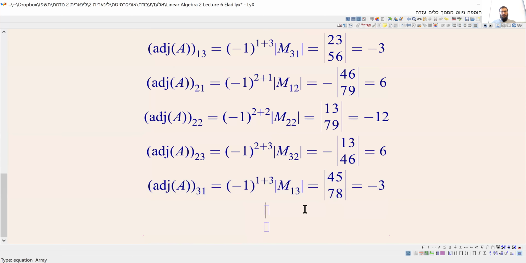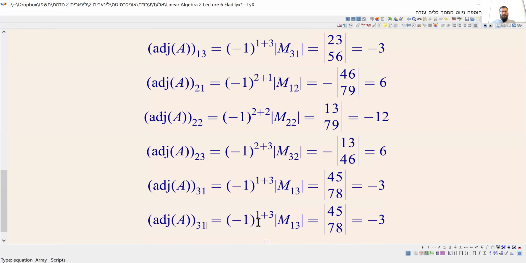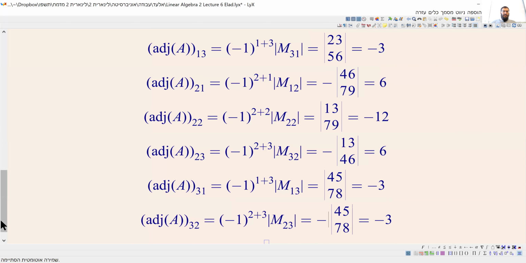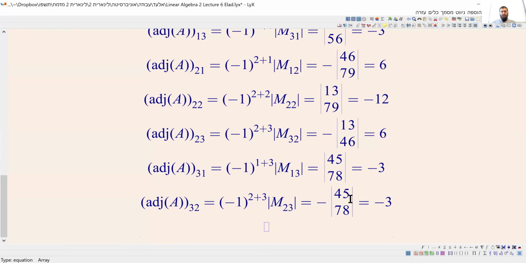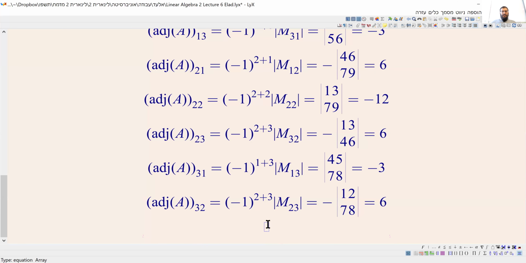Moving on to the 3, 2 element of the adjugate matrix. 2 plus 3, the 2, 3 minor. First of all, it's minus. Secondly, deleting the second row and the third column leaves us with 1, 2, 7, 8. Yeah, we will see our main theorem after the example, then we can understand it. Now it is 6 all over again.